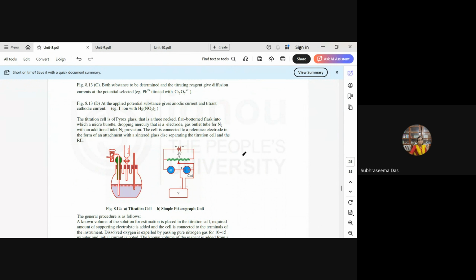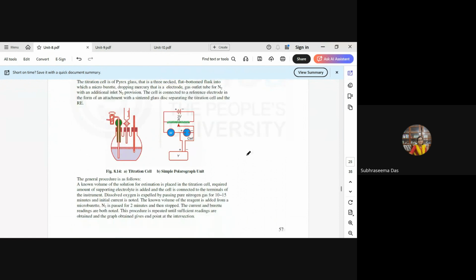The titration cell is made up of Pyrex glass and it is three-necked in nature. The flat bottom flask has a microburette, a dropping mercury electrode, a gas outlet tube, and an N2 inlet. The cell is connected to a reference electrode in the form of an attachment with a sintered glass disc separating the titration cell and the reference electrode.